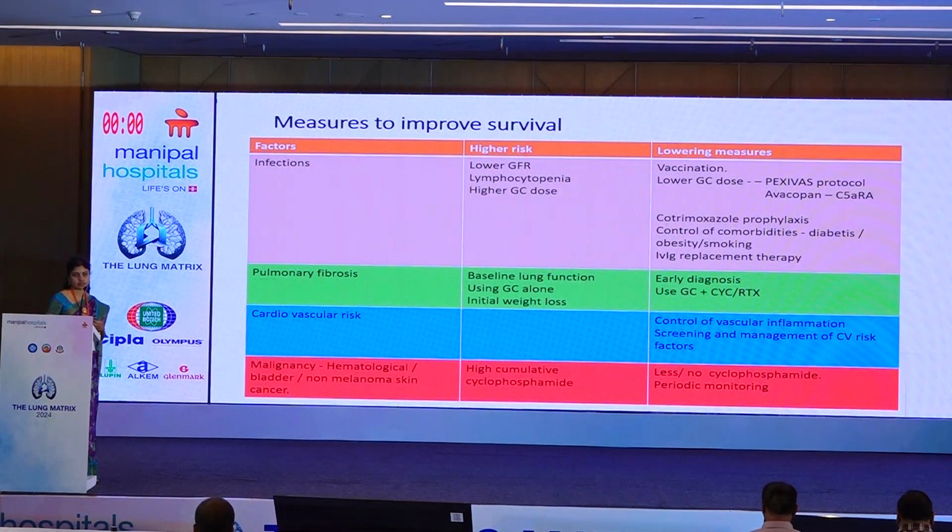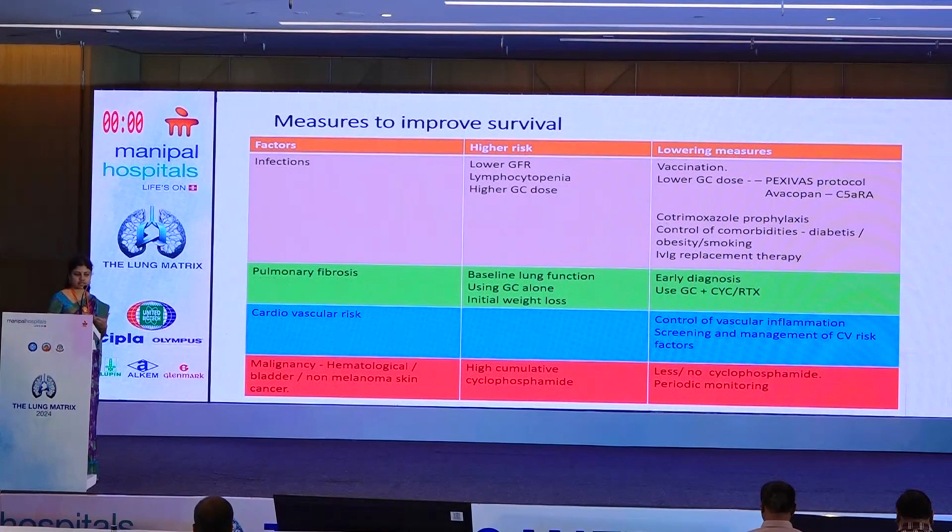So how to overcome this and improve the survival? To prevent the risk of infections, we usually vaccinate all the patients who are going to have high dose immunosuppression and use lower glucocorticoid dose regimens as reported in the PEXIVAS protocol, and give cotrimoxazole to every patient who is on more than 15 milligrams of steroids and whenever they are on cyclophosphamide and rituximab based protocols, along with control of other associated comorbidities, and IVIG replacement therapy in patients who are on prolonged rituximab therapy where their immunoglobulin levels are very low.